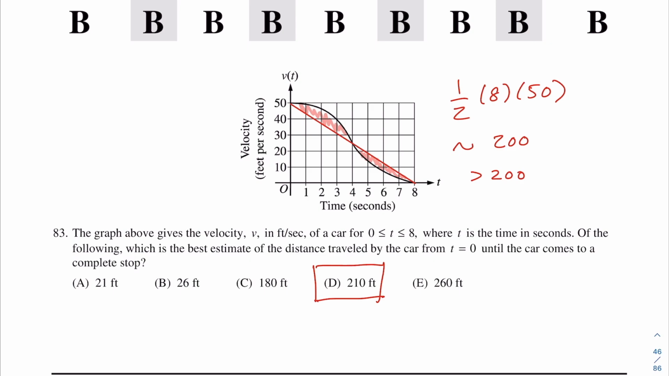Now, a more accurate way of solving this problem, if it wasn't easy to make that into a triangle, would be to calculate Riemann sums. And then you can either pick left or right or middle Riemann sums based off what you're given. And then you would get an answer, which would either be an over approximation or an under approximation, and then you could pick which is the best answer. But in this one, there's a shortcut. You just make it a triangle, and the answer is D.